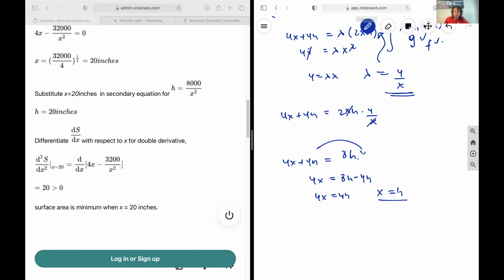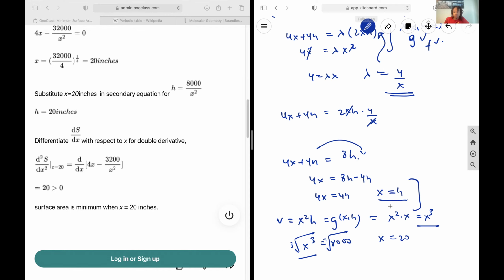And so this is what we got using the other method. X was equal to h. To find our actual values, we're going to plug in this equality into our g. And our g was the fact that v is equal to x squared h. This is equal to g of x and h. And so we're just going to plug in x is equal to h. This will become x squared multiplied by x, and that is x cubed. And so we get x cubed is equal to 8,000. And then you take the cube root on both sides. So x is equal to 20, and we know x is equal to h, so h is equal to 20. And those are your final answers.